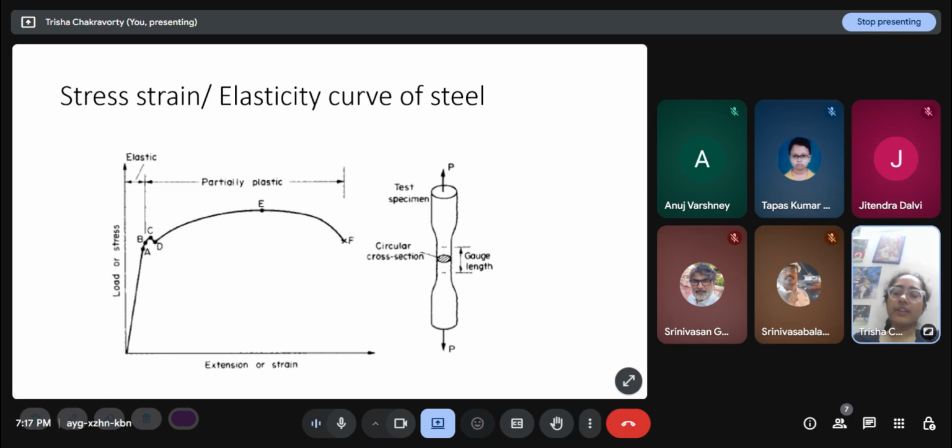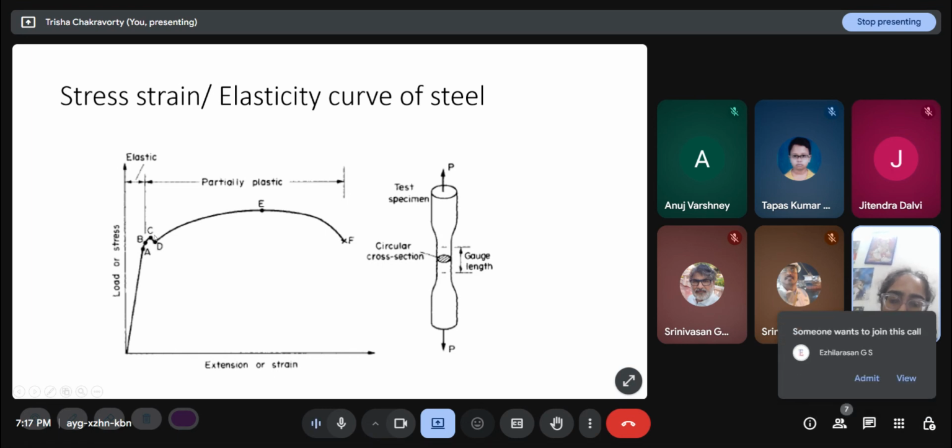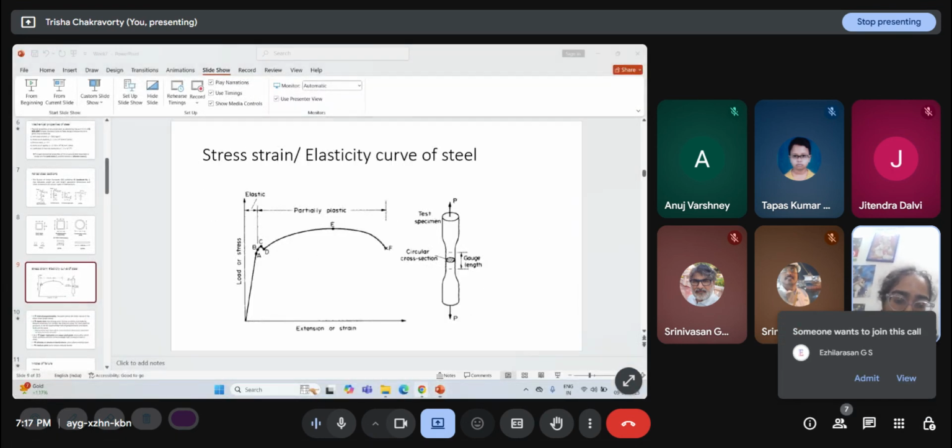After B, it is no longer perfectly elastic. So if you have crossed B and gone somewhere between B and C, even if I remove the force completely, there will be some strain left. So it won't actually come back with this path. It will come back in some path like this, parallel. So there will be some permanent deformation or set, which is residual strain, you can say. Then C and D are very close. Generally we don't get a difference like this. It's generally just one point.